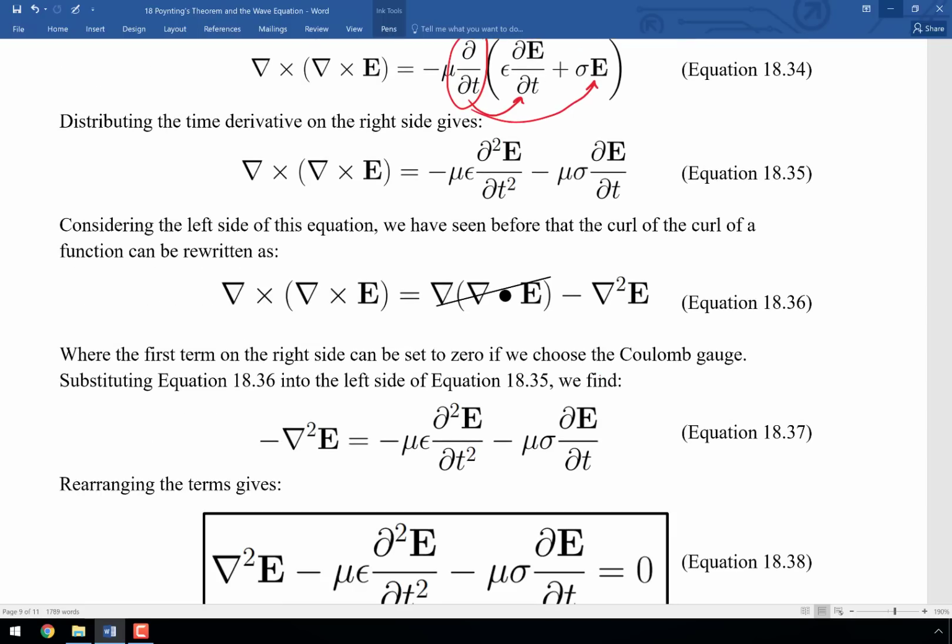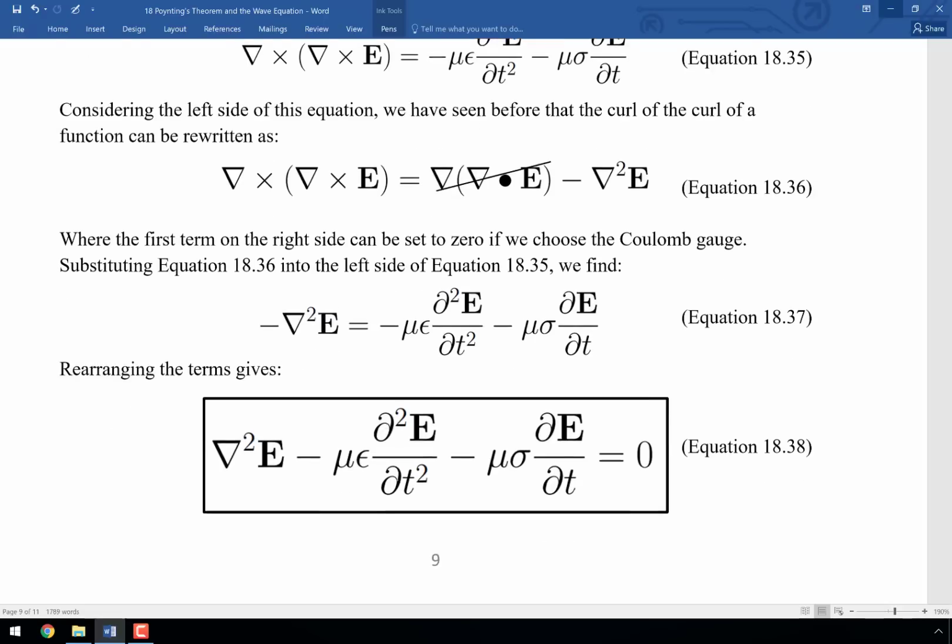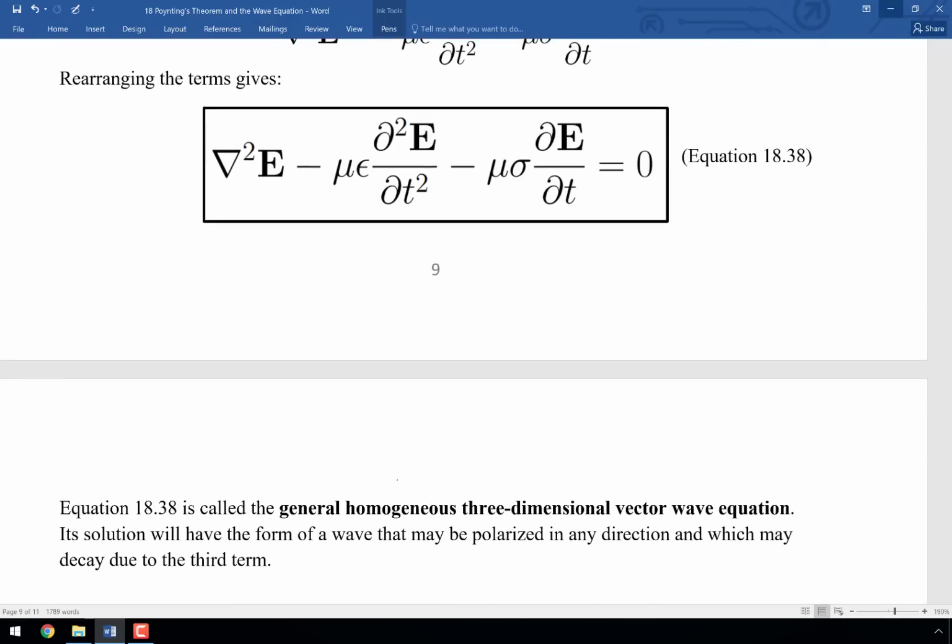So this reduces down to the left-hand side is just negative Laplacian of E, and the right-hand side remains unchanged from equation 18.35. I'll move the other two terms over to the left-hand side, multiply through everything by -1, and I end up with equation 18.38. And that is the wave equation. And it's a particular wave equation. It is the general homogeneous three-dimensional vector wave equation.